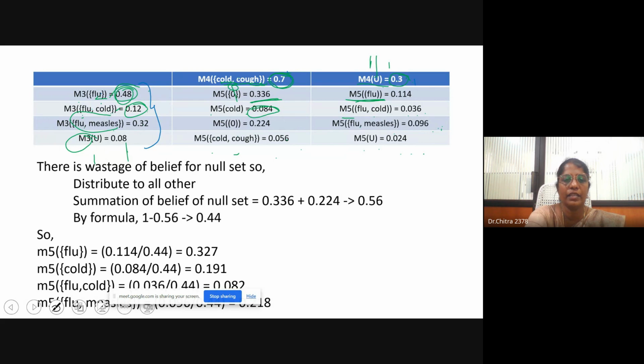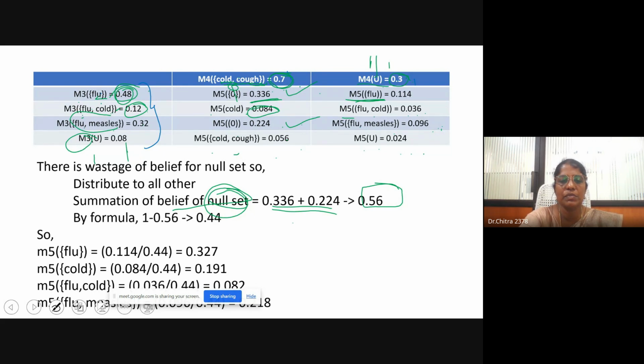So after adding the new parameter, sneezing, what will be the probability or possibility of this assumption? For that, first consider the summation of belief of the null set. Previously there was no null set, so we couldn't conclude anything. But here there is a possibility of a null set. Null set means not at all possible. Take the belief of the null set and add these values. This is a null set, and this is also a null set. Take the two null sets, 0.336 plus 0.224. So the belief of the null set is equal to 0.56.